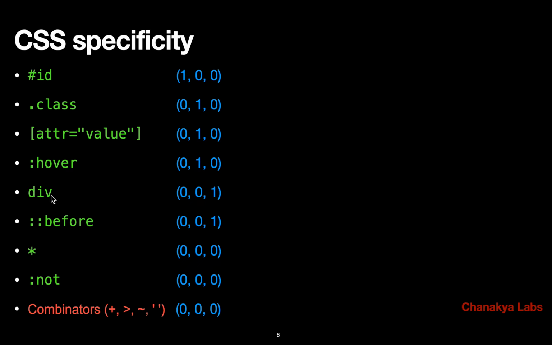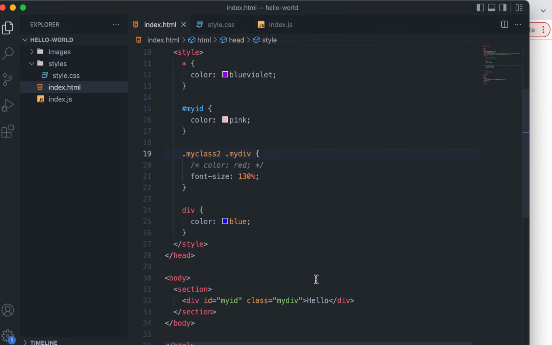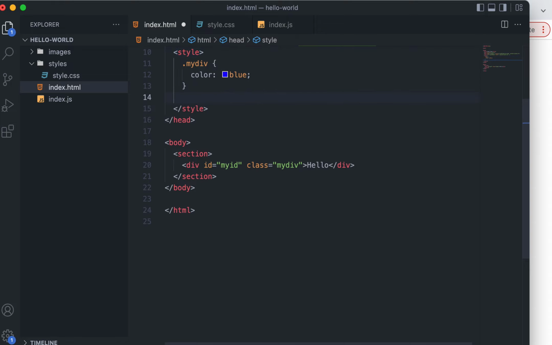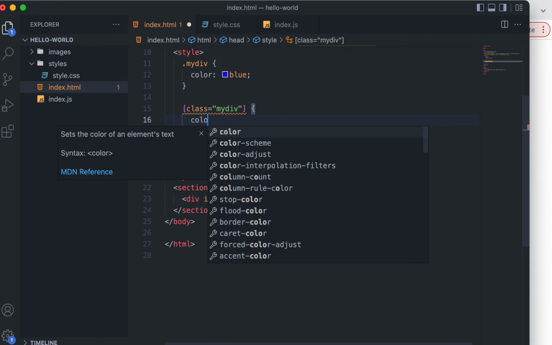So we saw earlier that simply div is there, simply one class is there, simply one id is there, so all those were simple, right? But now let's see some examples of this attribute selector. Let's say I have .myClass, and let's remove everything else, clean it up right now. And let's say I have another class selector, class is equal to myDiv, and then color, let's say red.